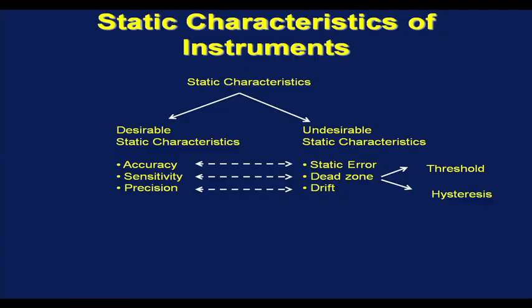In our previous discussion, we started with static characteristics of instruments. We discussed that there are a set of desirable characteristics in the instruments and a set of undesirable characteristics in the instruments. The desirable characteristics like accuracy, sensitivity, precision, and the undesirable static characteristics we talked about are static error, dead zone, and drift.